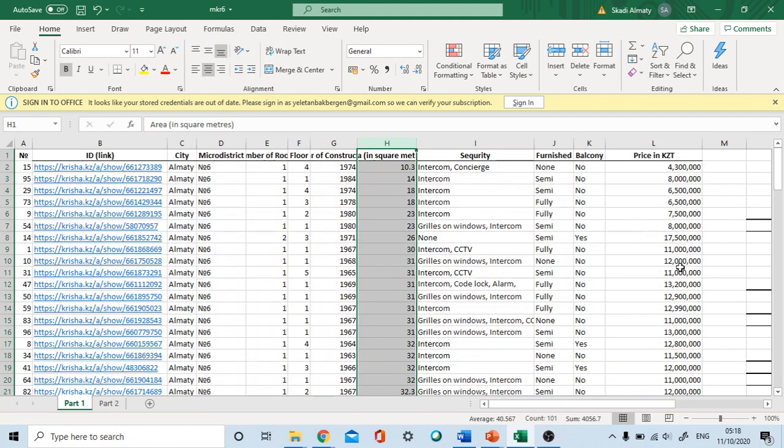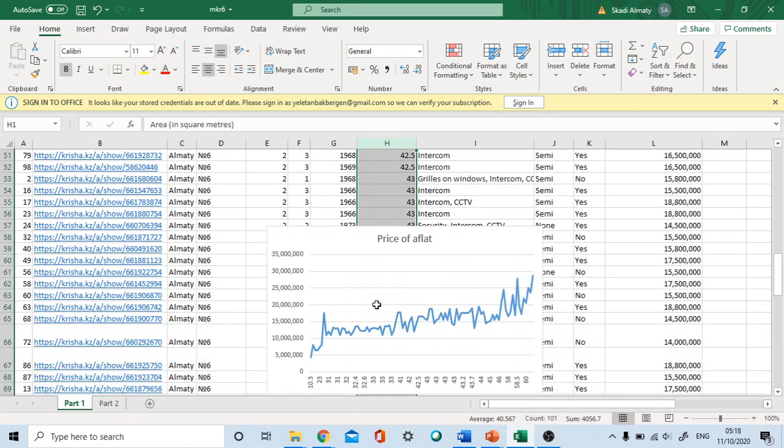The entire data set will be changed. For example, even the price and all these rows have changed, even the numbers have also changed. Let me see my graph now. My graph now shows more proper data, and it's visible that it increases linearly. It means we can assume that as the area increases, price also increases.